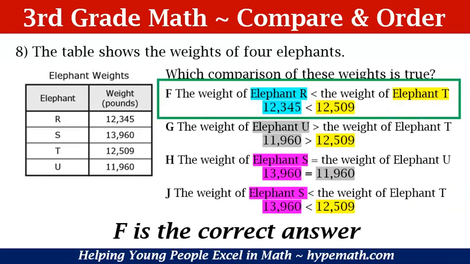If you said F, you are correct. Elephant R's weight is less than elephant T's weight because 12,345 is less than 12,509. And we see that the alligator mouth is open to 12,509. Let's move to question number 9.